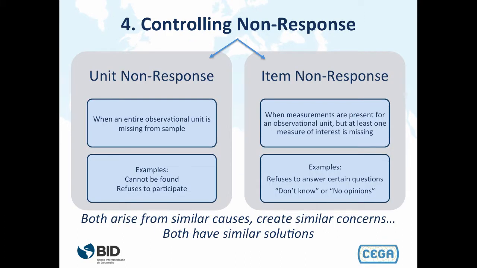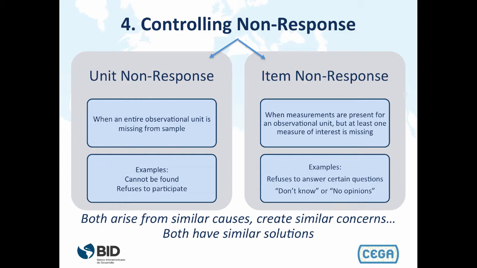So our fourth factor to consider in field organization is, of course, controlling for non-response. So there are two levels of non-response to consider. The first is unit non-response, and this is when an entire observational unit is missing from the sample. So if you're conducting a household survey, this could mean you're missing information on one person, or you're missing information on a whole household that you were expecting to collect information on. Examples of reasons why you could have a unit non-response is that the household or the person cannot be found, or the individual refuses to participate.